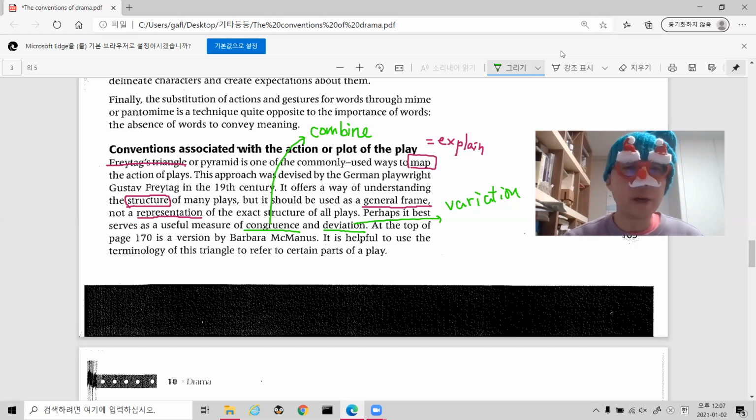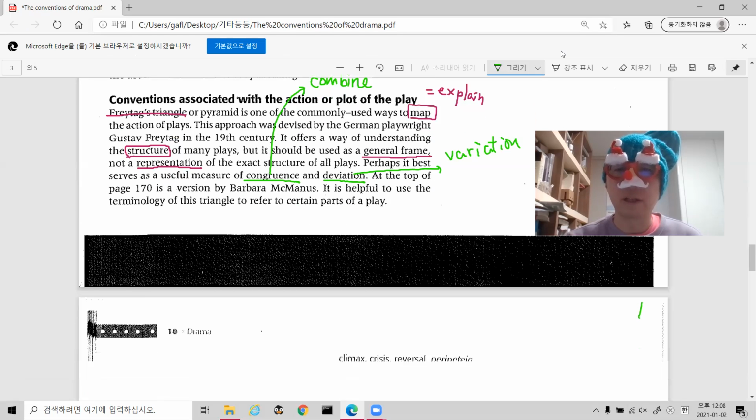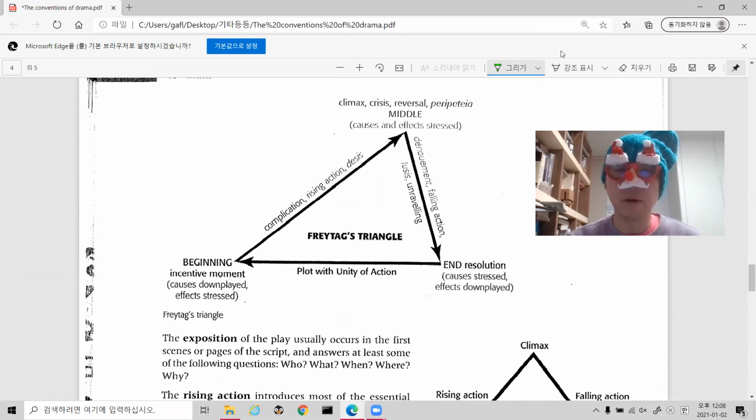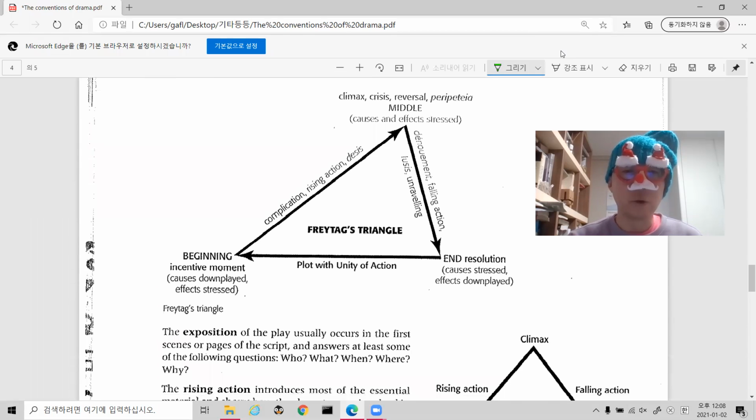At the top of page 170 is a version by Barbara McManus. On the next page, we will be able to see the triangle. It is helpful to use the terminology of this triangle to refer to a certain part of the play. If we use this Freytag's triangle, we can easily and effectively refer to different parts of drama. So here, this is a Freytag's triangle, right?